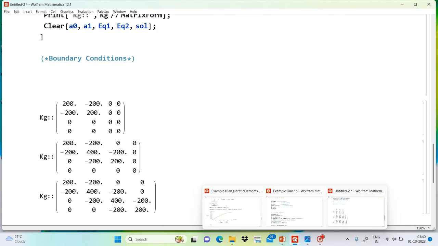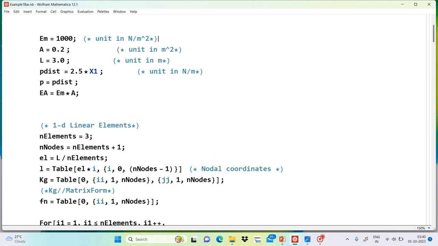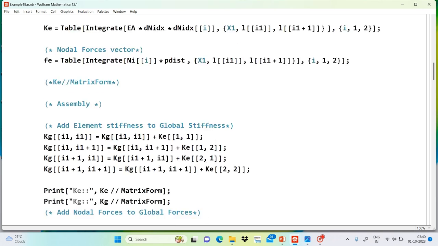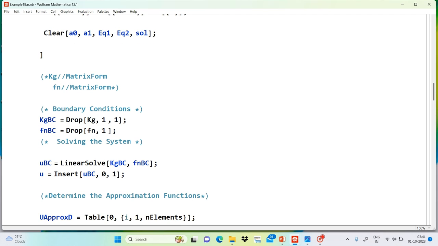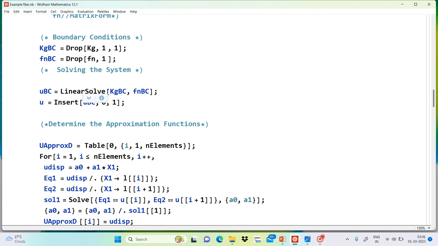I have already made this here the same. Up to this we have done. Now we will apply the boundary conditions and we will write drop. Because if you are solving the equation, we will drop the global stiffness matrix rows corresponding to that displacement where it is 0. Similarly the force boundary conditions will also get dropped for that first position, and we will solve the displacement function as linear solve of kgbc and fnbc. Then we will apply the displacement function where we have removed 0 values initially.